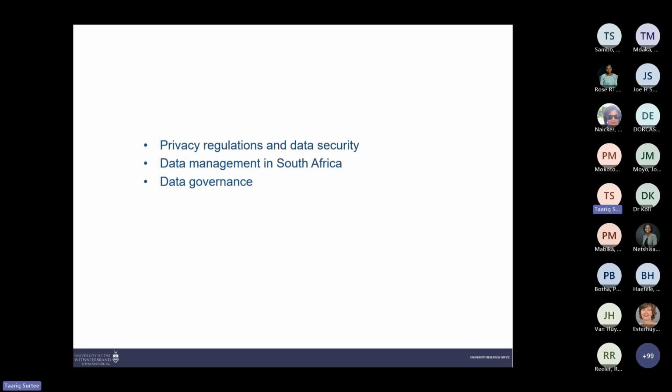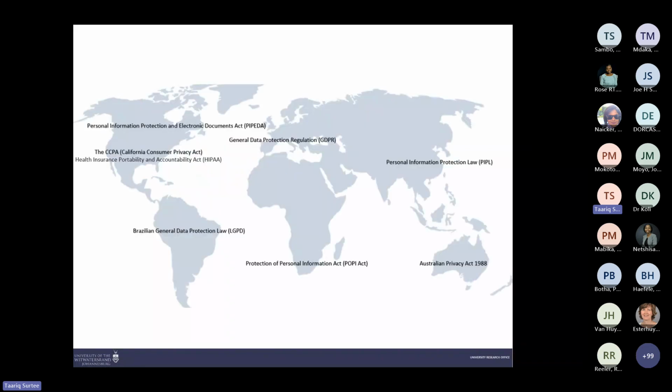I looked at three main areas with regards to understanding the governance of data. First is privacy regulation and data security. That is an international issue for us to deal with, and it's dealt with in different ways around the world, which is why it's important for us to understand and think about who we're working with when we're working with all of this data. Let's just go into it.